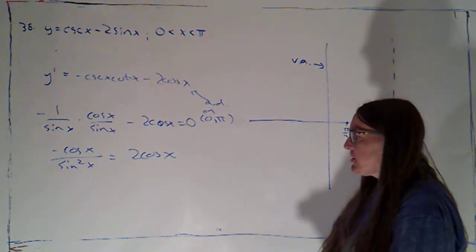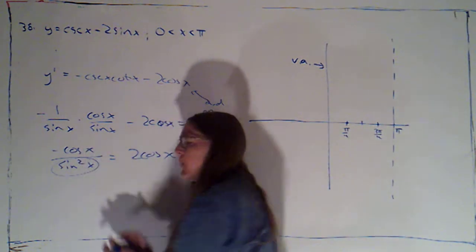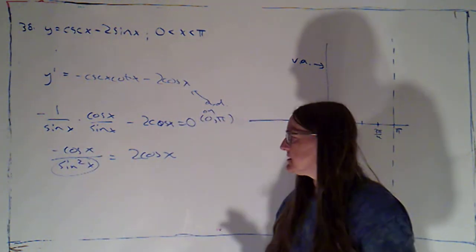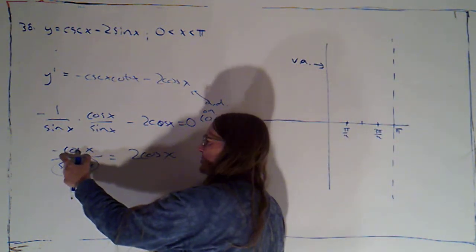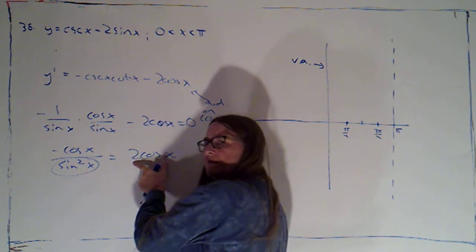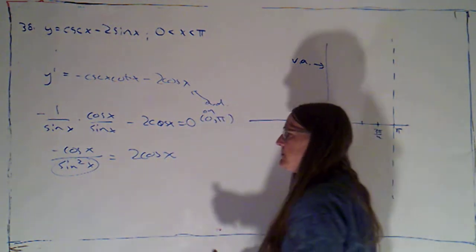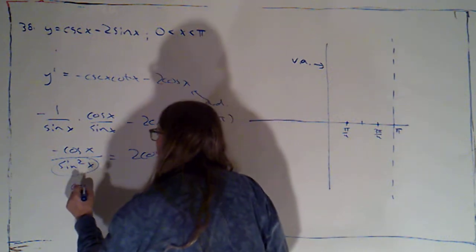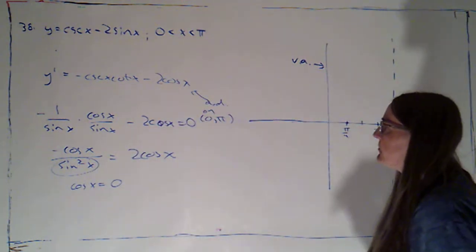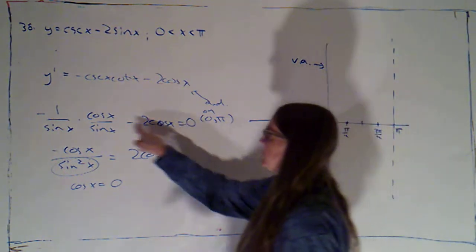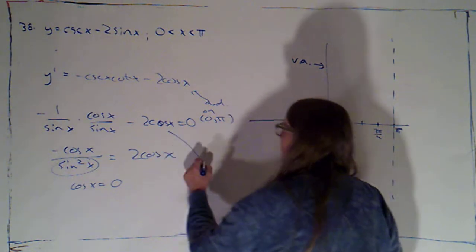Now that's kind of interesting, because notice the sine squared is always going to be positive. So this side has the opposite sign of cosine. This side has the same sign as cosine. The only way that can be true is if cosine of x is equal to 0. I could have actually over here just factored out a cosine of x if I preferred. That's another way of looking at that.